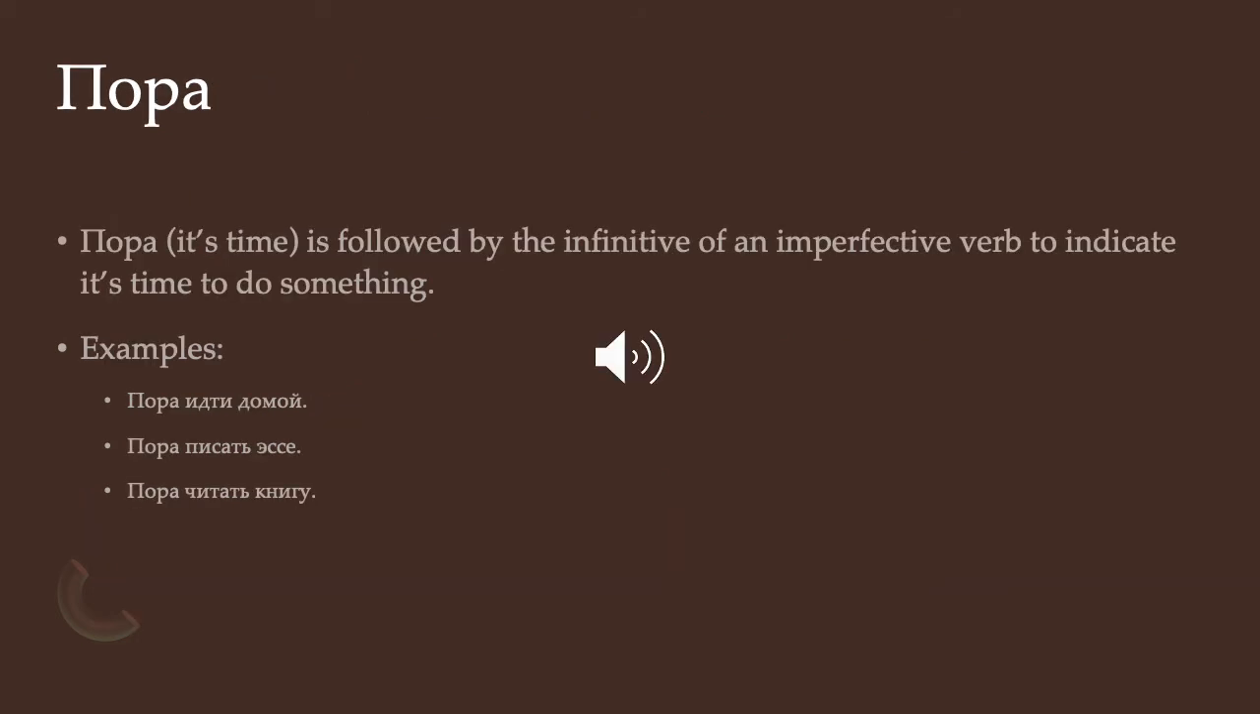We also use the infinitive of an imperfective verb when we use the construction пора in the meaning of it is time to do something. So, for example, пора идти домой. It's time to go home. And what you're literally saying is, it's time to be going home.